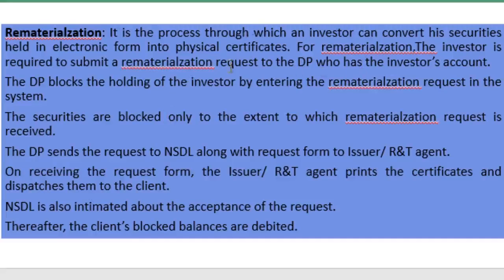For rematerialization, the investor is required to submit a rematerialization request to the depository participant who holds the investor's account. That is, we need to apply to the depository participant with whom we opened the Demat account. The depository participant blocks the holding of the investor by entering the rematerialization request in the system. The securities are blocked only to the extent of the request received. The depository participant sends the request to the National Securities Depository Limited along with the request form to the issuer or the R&T agents. On receiving the request, the issuer prints the certificates and dispatches them to the client. The NSDL is also informed about the acceptance of the request. Thereafter, the client's blocked balances are debited.